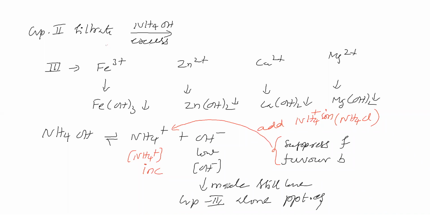So here we are making group 3 precipitate, avoiding group 4, group 5, group 6. By which effect shall we say? Here we are adding ammonium chloride, which provides ammonium ions. That means you are adding a substance that gives the same ion as this substance, a common ion.